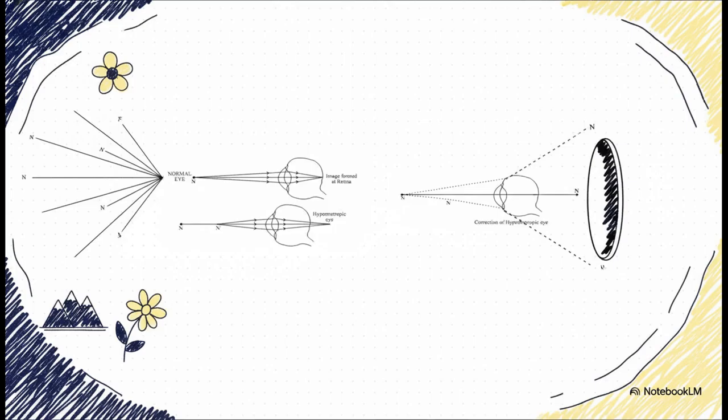In the hypermetropic eye, the light rays from a nearby object are focused behind the retina. But a convex lens helps by converging these rays a little bit before they even enter the eye. This gives the eye's lens the help it needs to focus the image correctly onto the retina.